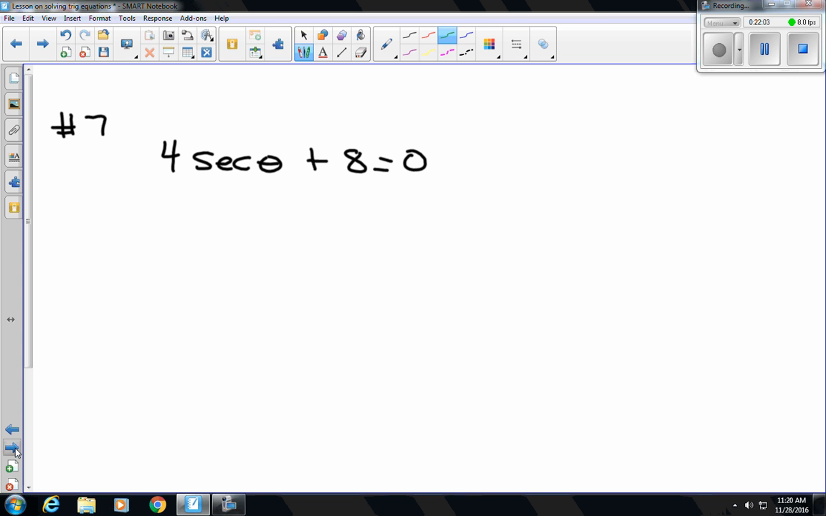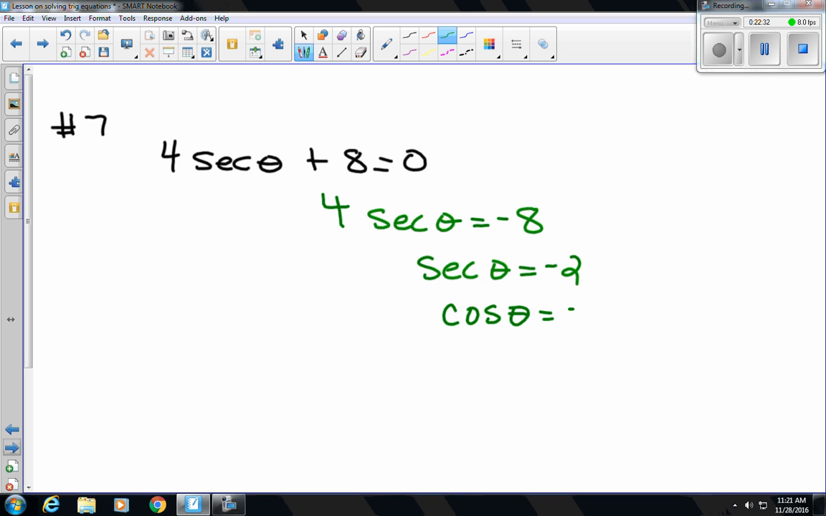What should I do? Subtract it. So I have 4 secant theta equals negative 8. Divide by 4. Secant of theta equals negative 2. Well, I don't think in terms of secant. I think in terms of sines, cosines, and tangents. So secant is the reciprocal of cosine. So this is where cosine of theta would be negative 1/2.